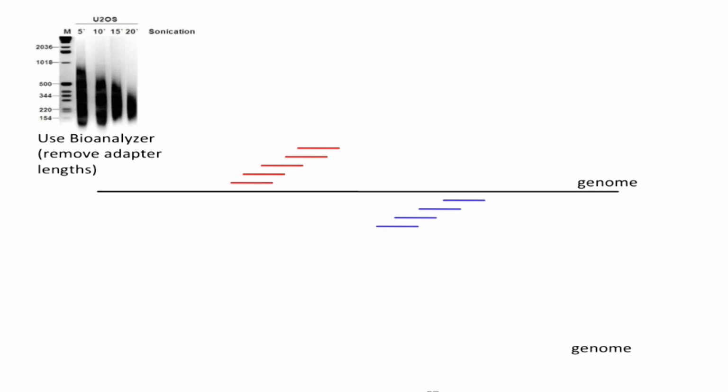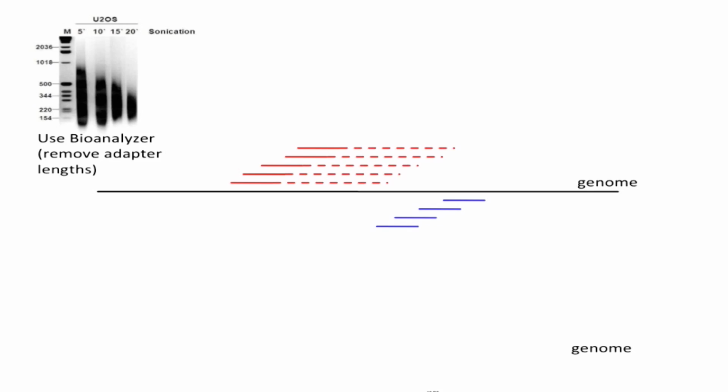So we start with reads. Remember the reads are only one extremity of the fragments that are sequenced, so they don't represent exactly the DNA fragments that have been pulled down. They represent the extremity of the DNA fragments. So what we do in this approach is to in silico extend the reads.